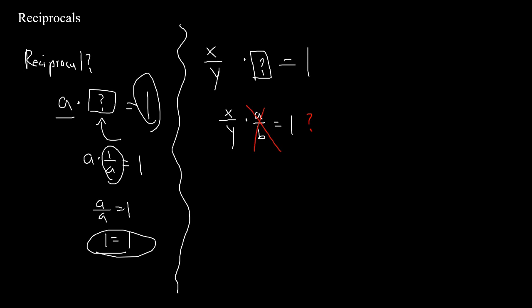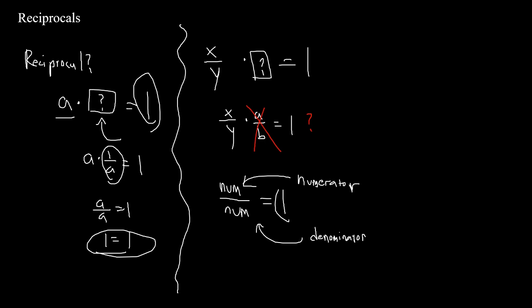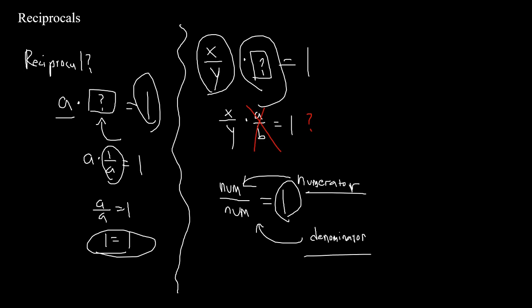So what would work? Well, let's think about this. We know that a number divided by itself is going to be equal to 1. Or in other words, the numerator and the denominator must be the same if we want to get 1. So how could we make it so that when we multiply x over y by some mystery number, the numerator and denominator are the exact same thing?